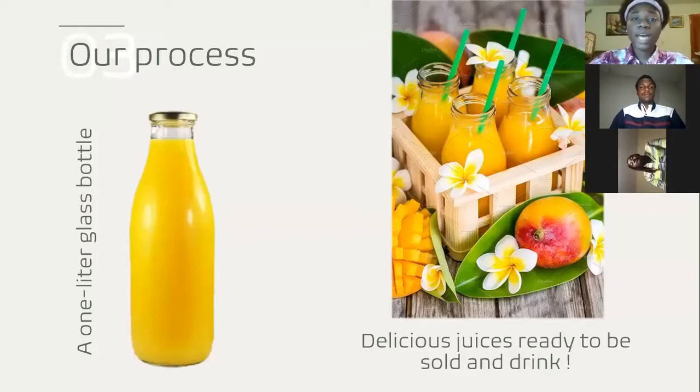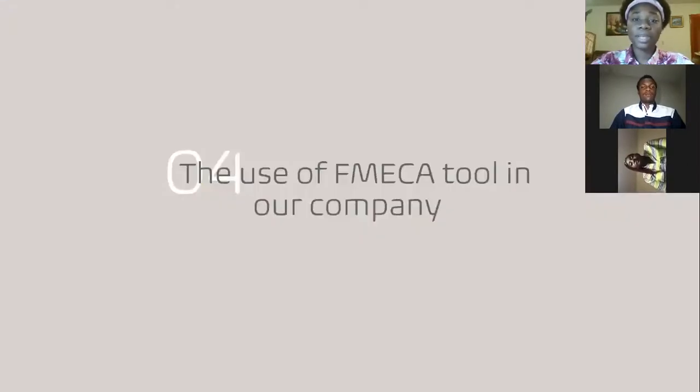Now we have arrived at the main point of our subject: how we use the FMECA tool in our company. First, there are 3 factors that should be considered when using the FMECA method. The first one is efficiency. Efficiency is the ability to rationally achieve good performance for a given activity or job, to optimize the means available or allocated to achieve a result.